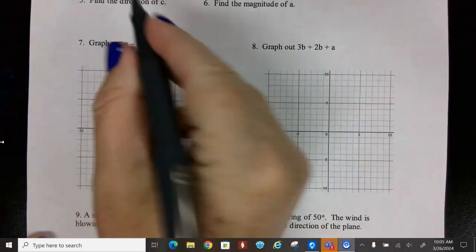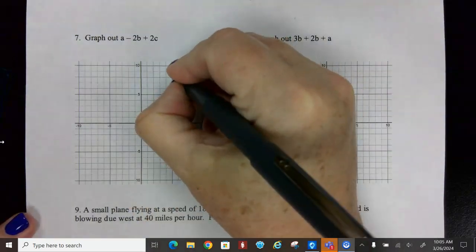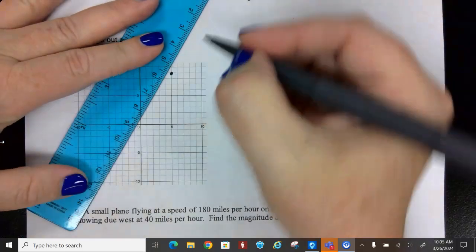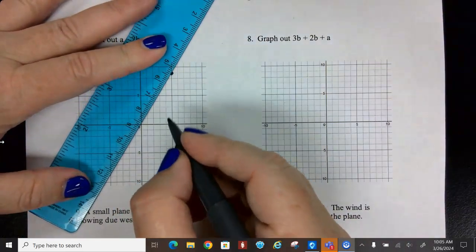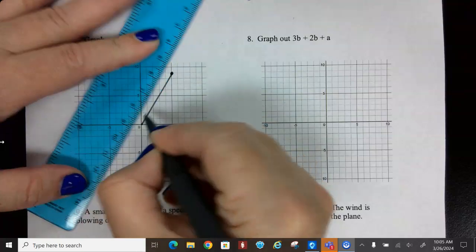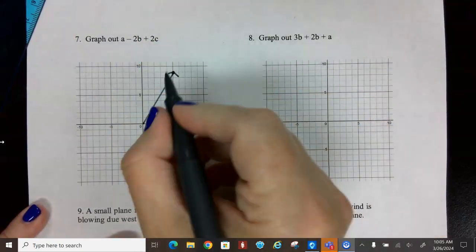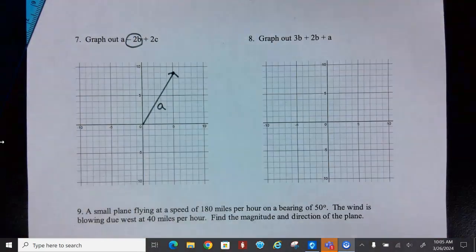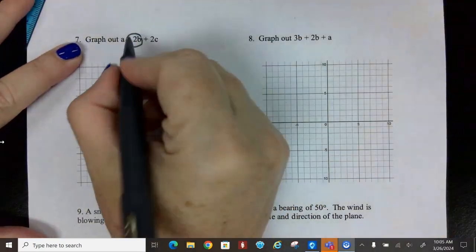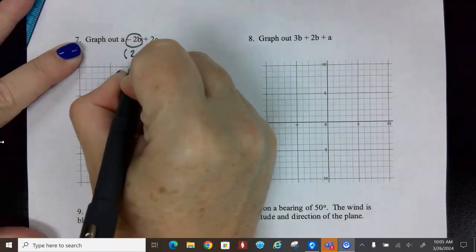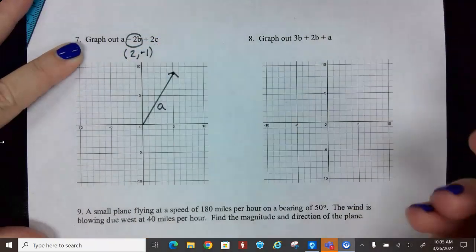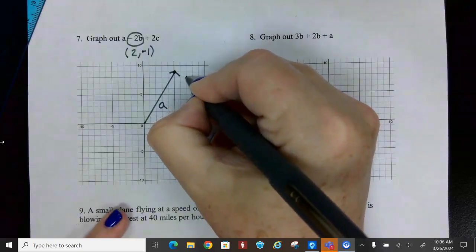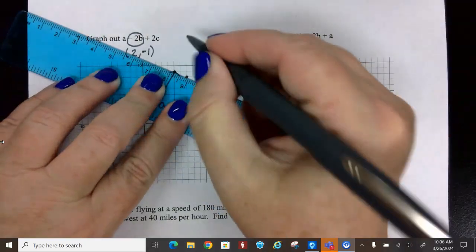A was 5, 9. So we're going to graph 5 and 9. Whoops. And we're going to draw a line. And this is going to be my a. Here, b is going to be a negative. So what I'm going to do is take b and change my signs. Okay, so here we go. We're going to go 1, 2, and then down 1, and draw a line.